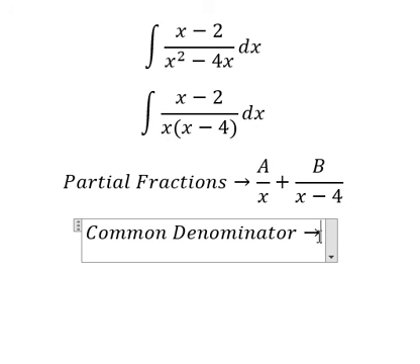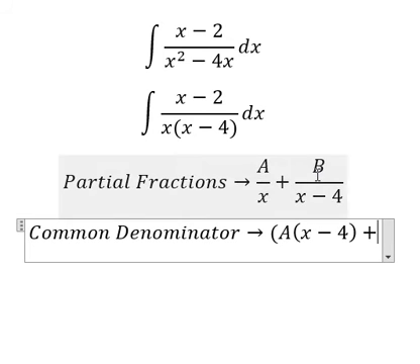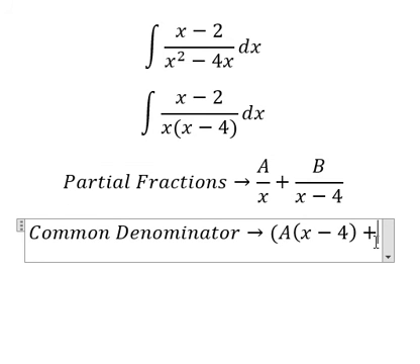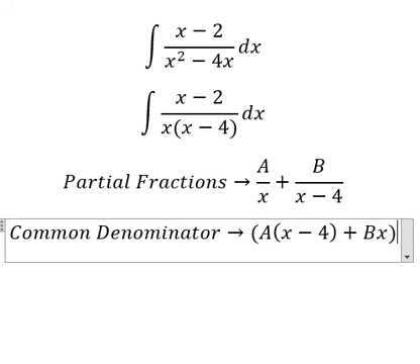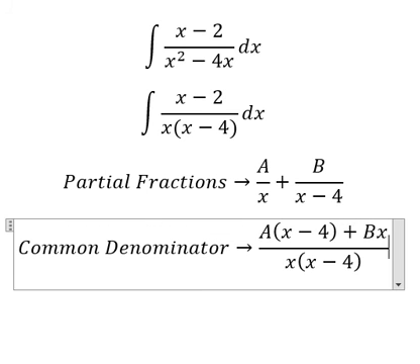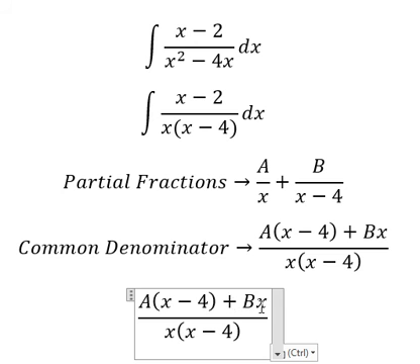So capital A multiplied by s minus 4. This one is missing s. So capital B multiplied by s. Next, we need to arrange based on the terms of s.